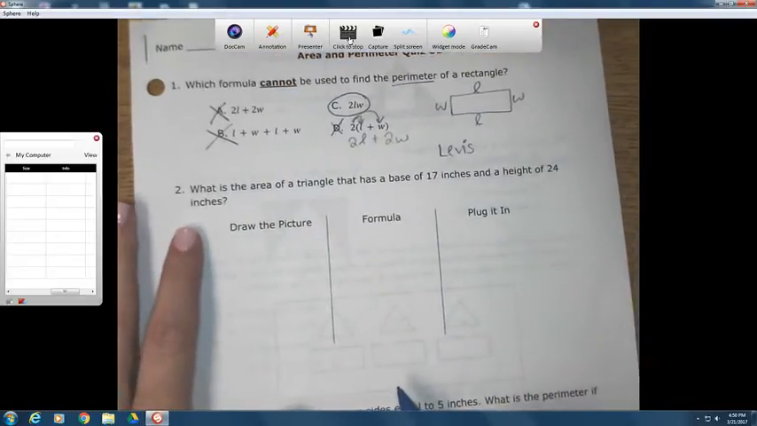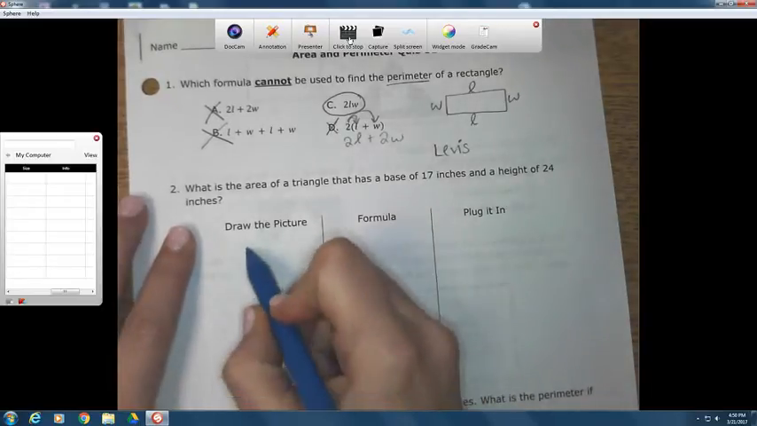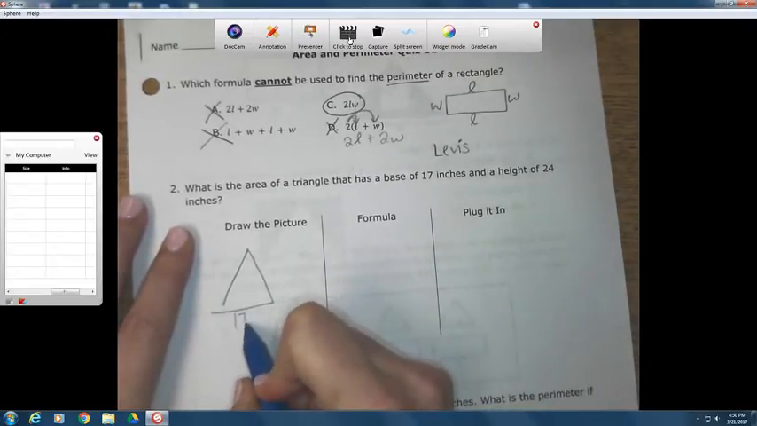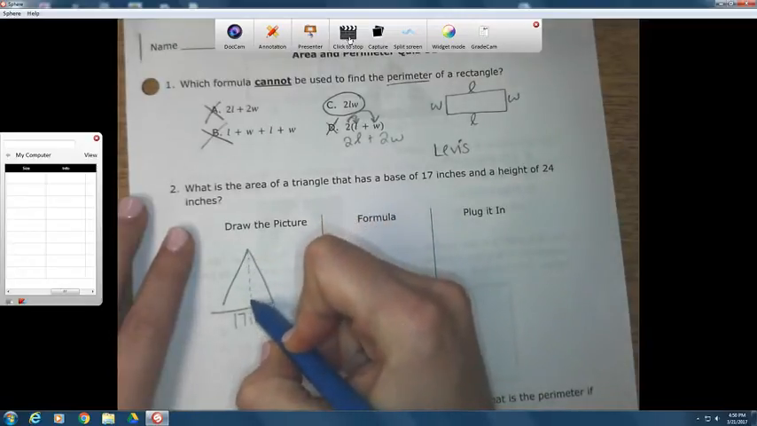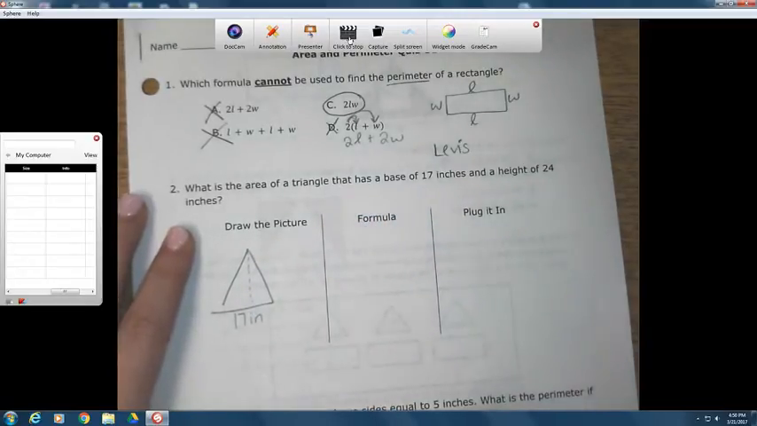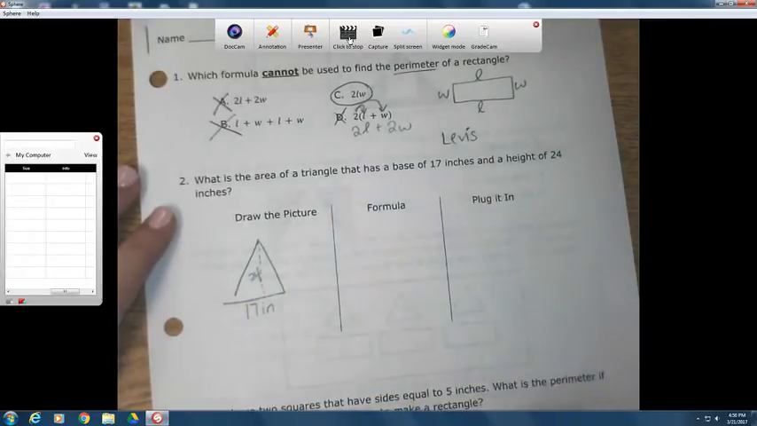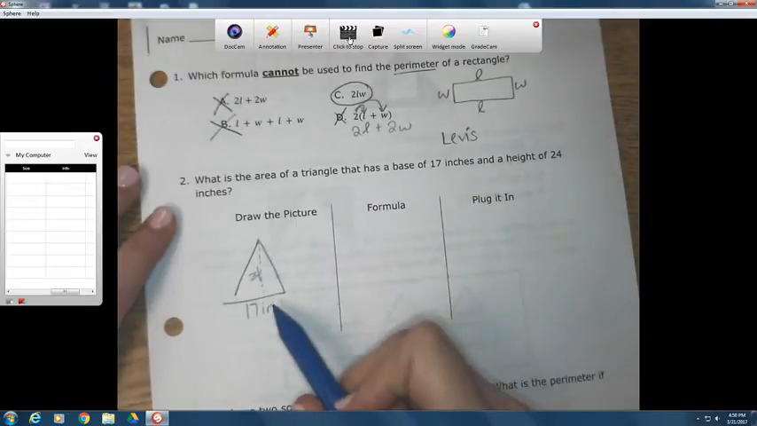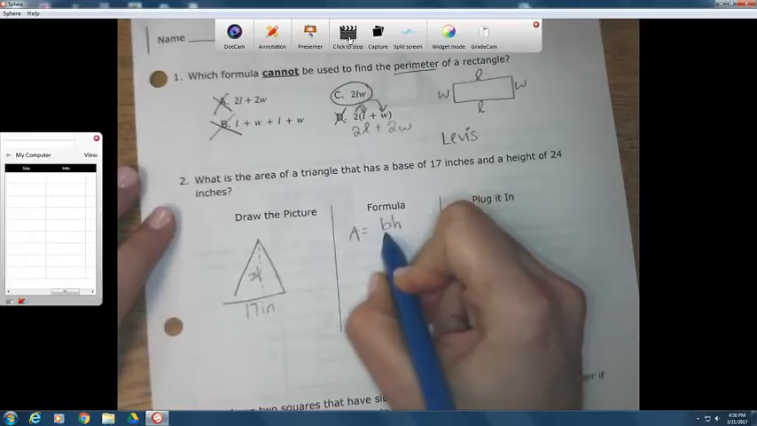Okay, what is the area of a triangle that has a base of 17 inches and a height of 24 inches? Draw the picture. Has a base of 17. Has a height of 24. Height has to go straight up and down. A lot of times, it's the dashed line, so this is 24. The slant is not the same thing as the height. Okay, formula for a triangle. Area equals base times the height divided by 2.